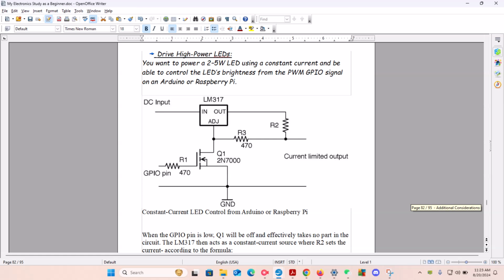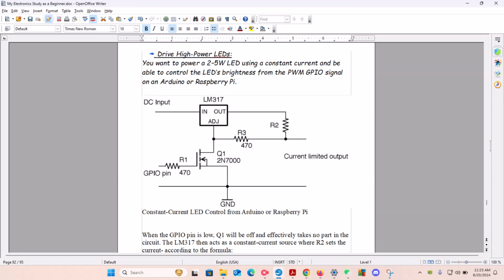Now, something to remember is that to drive high power LEDs, such as a 2.5 watt LED, you want to use constant current, and you should be able to control the LED's brightness from a PWM GPIO signal on Arduino or Raspberry Pi, depending on what you're using. If you look at the diagram here, what we're describing is a constant current LED controlled from Arduino or Raspberry Pi.